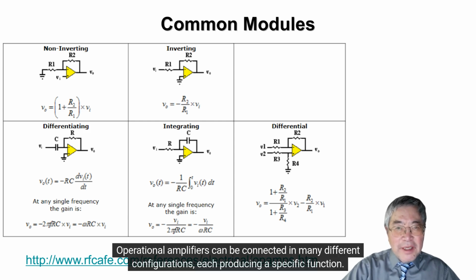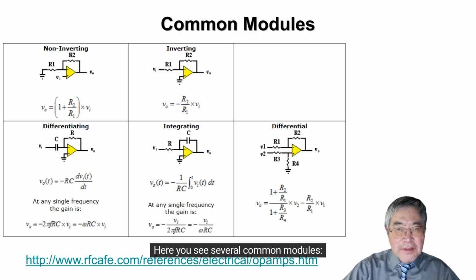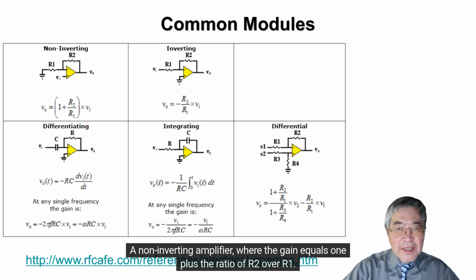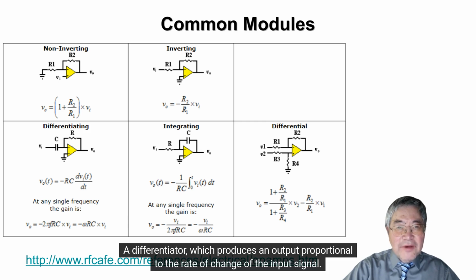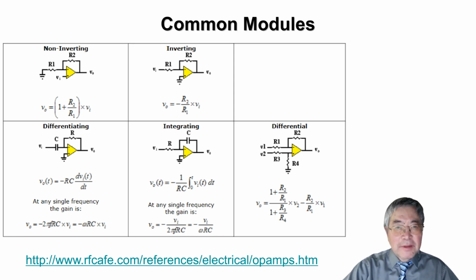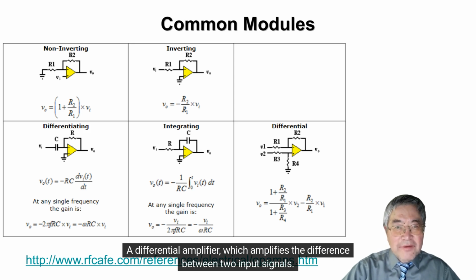Operational amplifiers can be connected in many different configurations, each producing a specific function. Here you see several common modules. A non-inverting amplifier where the gain equals 1 plus the ratio of R2 over R1. An inverting amplifier where the gain equals negative R2 over R1. A differentiator, which produces an output proportional to the rate of change of the input signal. An integrator, which produces an output proportional to the time integral of the input signal. A differential amplifier, which amplifies the difference between two input signals.